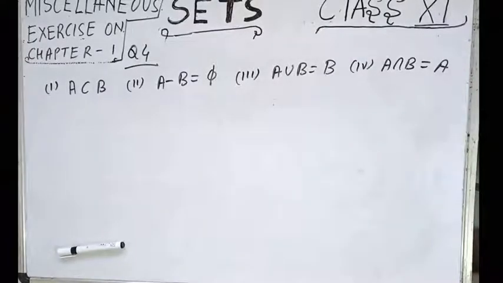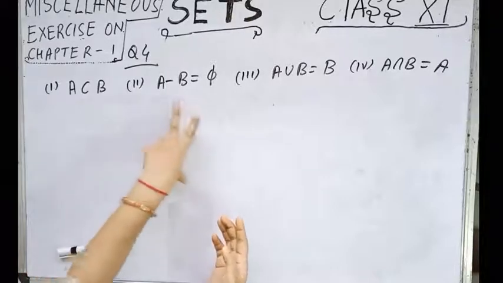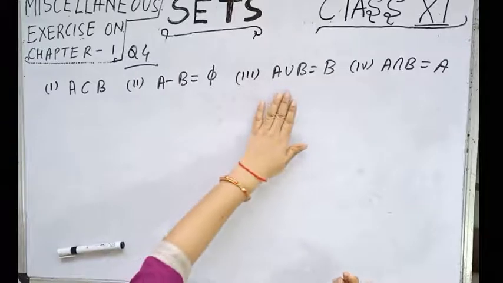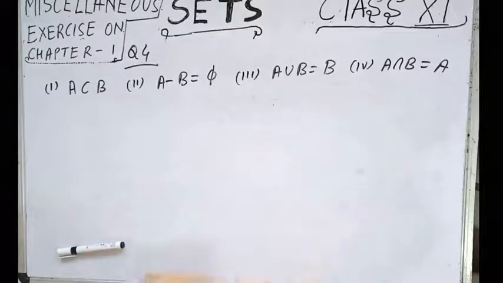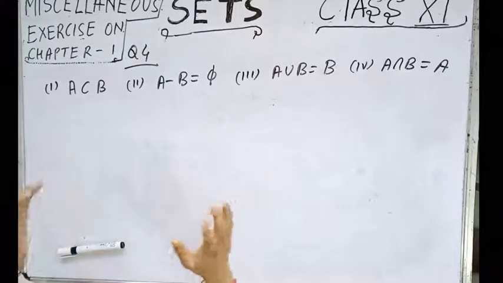Now let us move to question number 4. Question number 4 is saying that show that the following 4 statements are equivalent. Now here 4 statements are given as number 1 is A subset of B, A minus B equals to 5, A union B equals to B, and A intersection B is equals to 8. Now we have to show that these 4 statements, 1, 2, 3, 4, are equivalent.